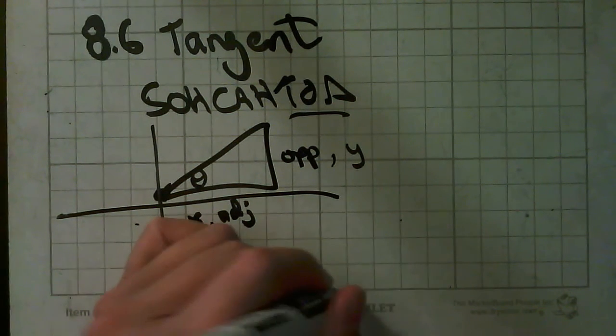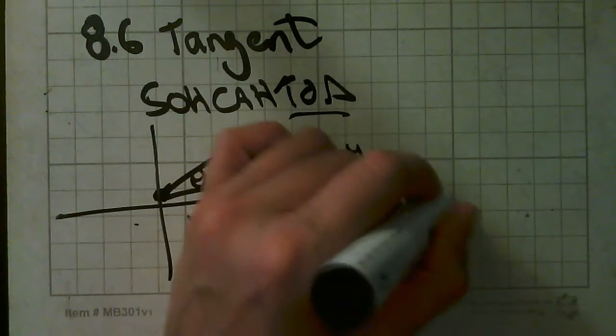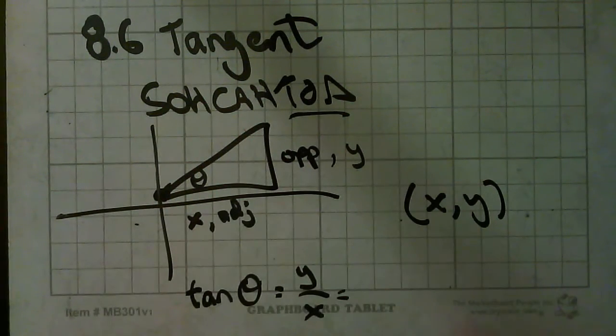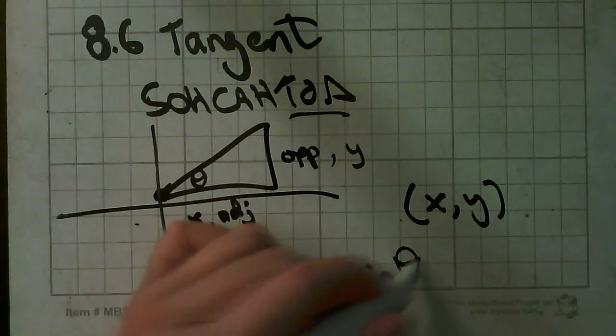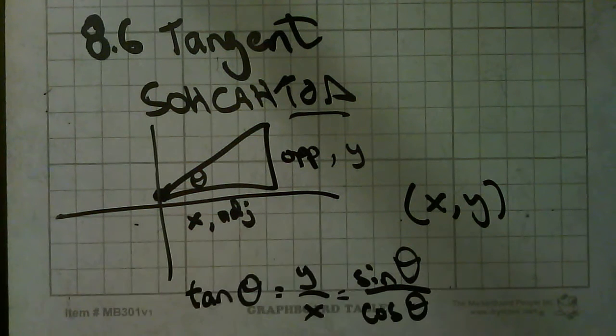Some people think of this as, remember we said when we have an xy coordinate, the y coordinate is our sine and our x coordinate is our cosine. Okay, so now let's get into solving some problems.